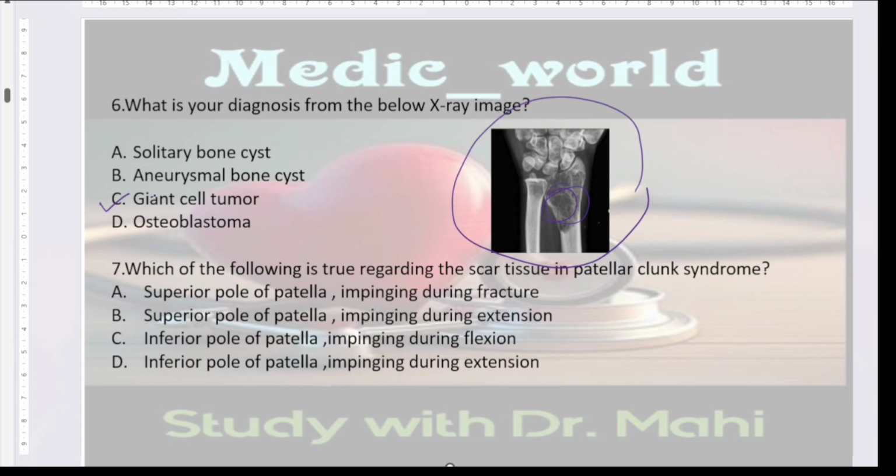Now, the next question is which of the following is true regarding the scar tissue in patellar clunk syndrome? In patellar clunk syndrome, the scar tissue is formed at the superior pole of the patella and becomes impinged during knee extension. So, C and D are cancelled because they refer to the inferior pole of the patella. And the answer to this question is option B, because it is at the superior pole of the patella and impinges during extension.